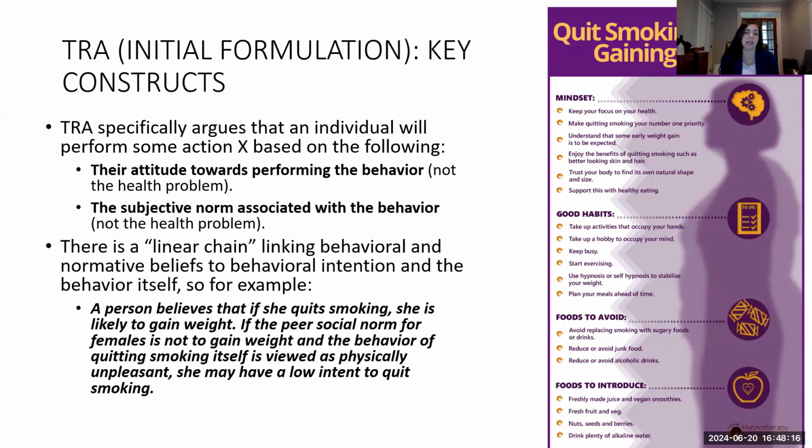So there's this linear chain linking what we believe about a behavior, and what we believe is acceptable, to our intention. If a person believes that quitting smoking is going to lead to weight gain, that's the example I've given here, and if the social norm is that weight gain is not acceptable for females in this example, and this individual does not want to gain weight, then they may not quit smoking, even though that is a much more serious health impact, right? When we think about smoking and lung cancer and cardiovascular disease and other conditions, the idea is that there's this attitude towards the behavior, I believe something about the behavior, and then how that fits into my understanding of the world around me, again that norm around weight gain, will impact whether or not I make a change.